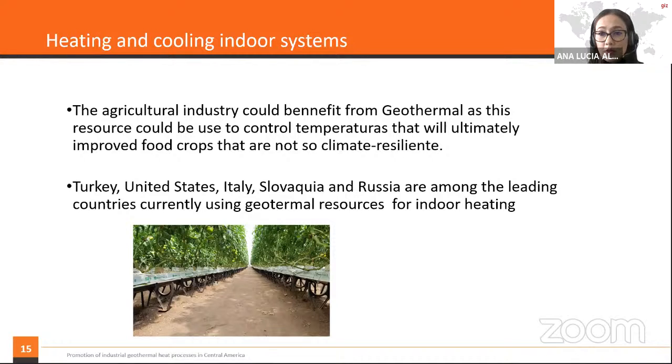There are also very good and nice examples of these applications in the agro-industrial industry, in Turkey, in the US, in Italy, in Slovakia, in Russia. So, as I said before, it's really nice to have those examples in other countries, but we will work to have our own examples in the region.